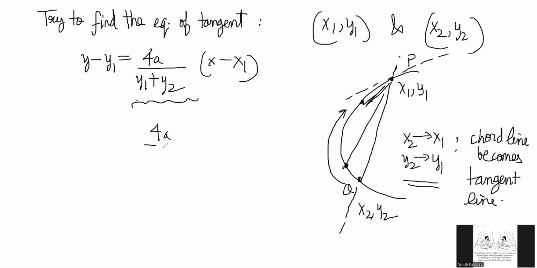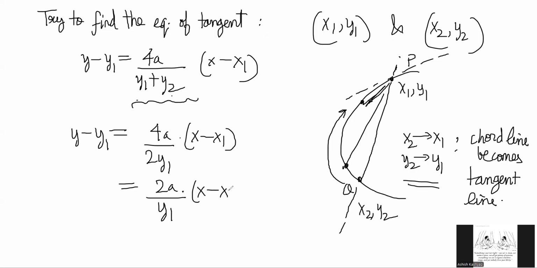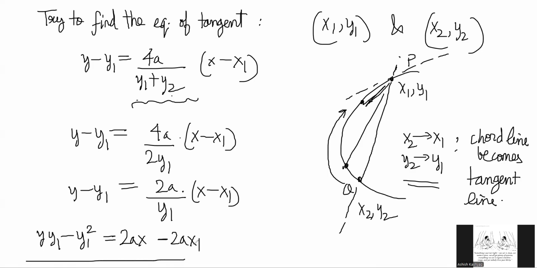So the slope becomes 4a by 2y1, and you have (x minus x1) and (y minus y1), right? So you get y minus y1 equals 2a by y1 times (x minus x1). And if you multiply it out a little bit, you'll get y y1 minus y1 square is equal to 2ax minus 2ax1. So let's see what that means. We can say y y1 is equal to 2ax plus y1 square minus 2ax1.